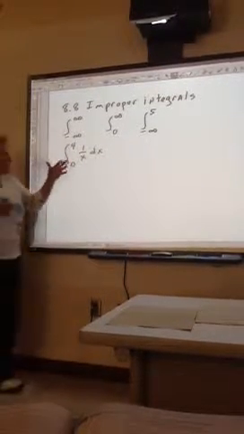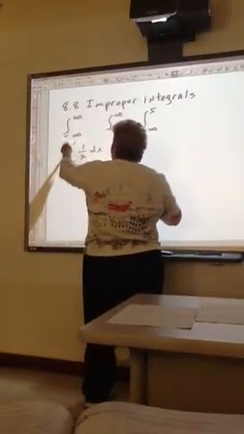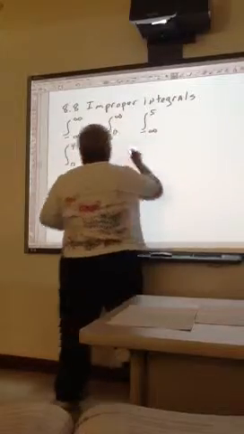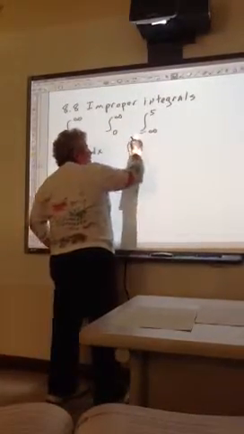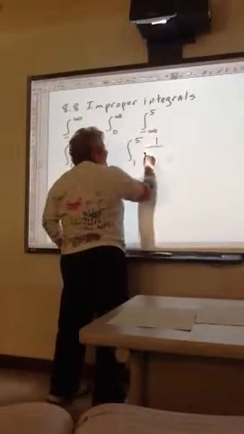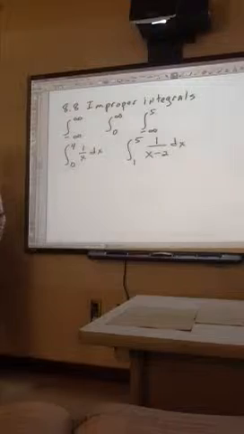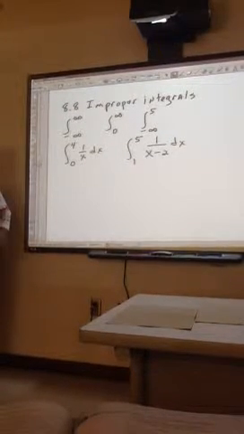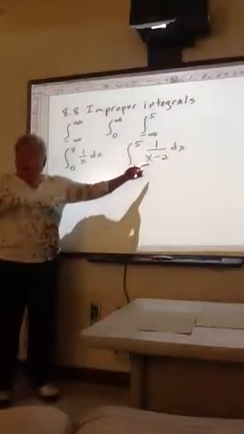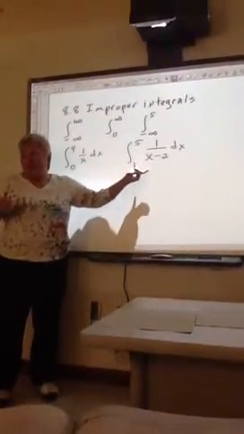So the vertical asymptote can be at the bottom limit of integration, the top limit of integration, or sometimes they're really sneaky and they'll put it in between. At 2, we have a vertical asymptote, and so it's a problem.